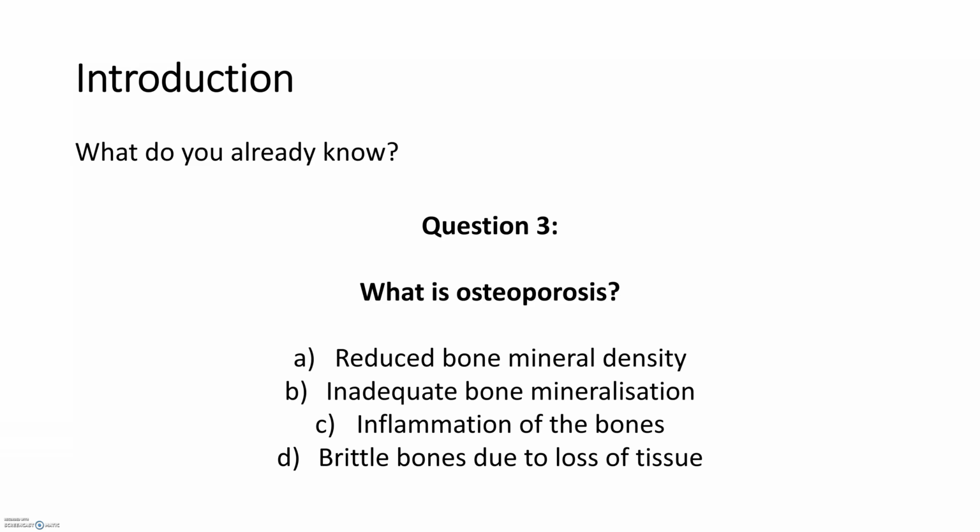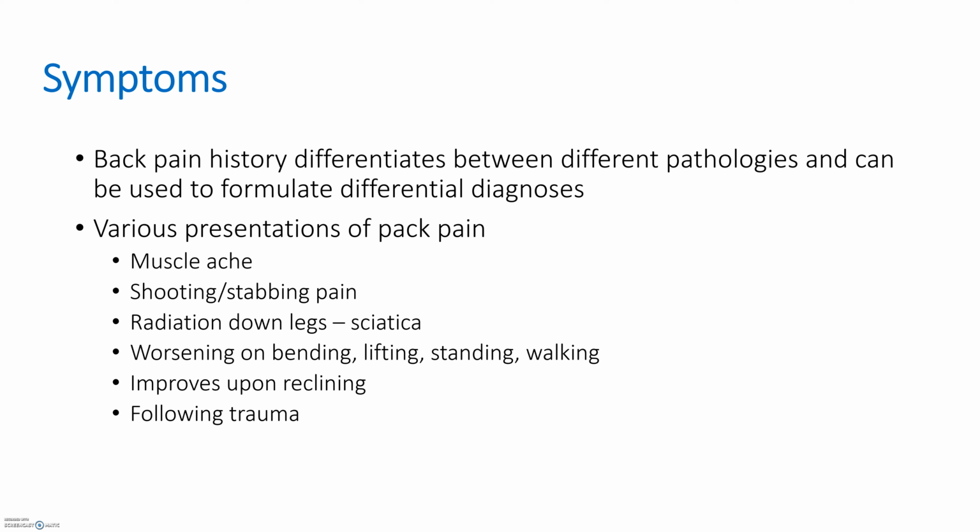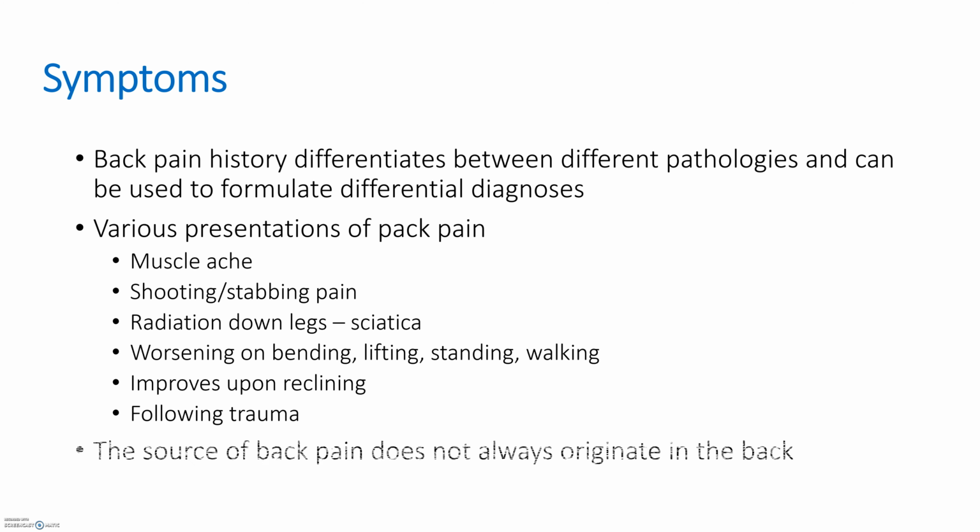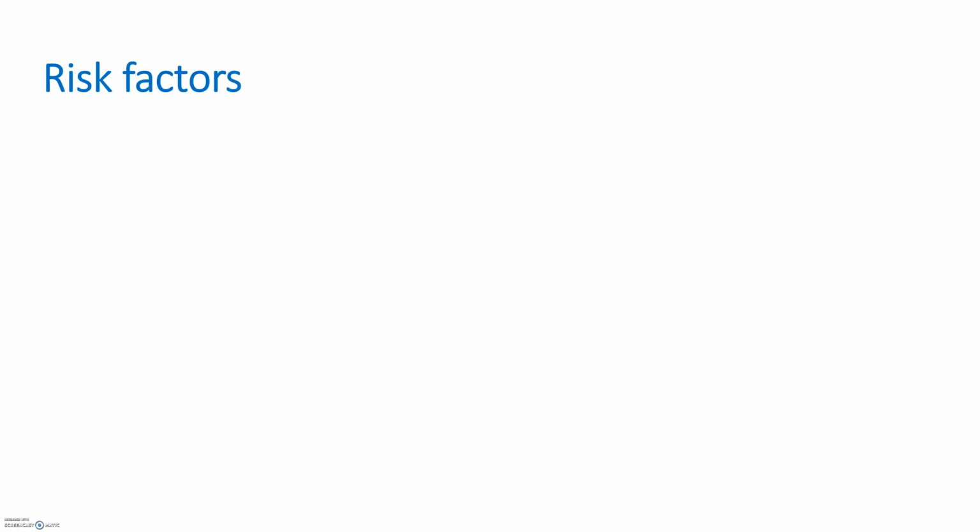So some symptoms that you want to take from a back pain history. They're very different when you consider different pathologies, and so taking a thorough history can be useful in formulating your differentials. So as mentioned, there's various presentations, and here's some descriptions for you. One very important thing to consider is that a burning pain will always be neuropathic. And pain that seems to appear within the back does not always originate in the back. So it could be referred from the GI system, the cardiovascular system, and the renal system. So there, as I've mentioned.